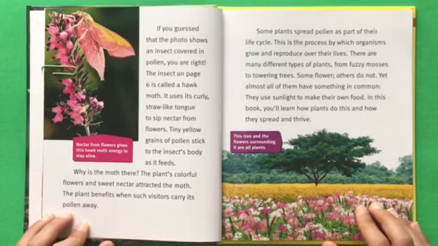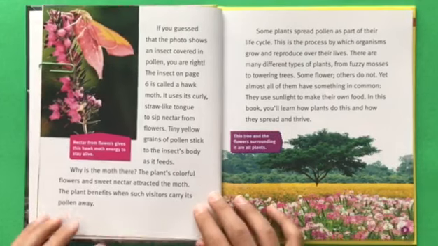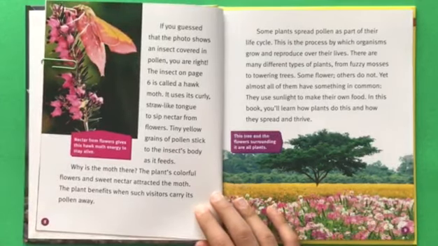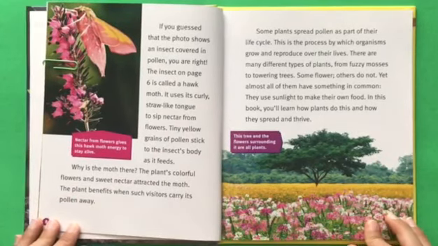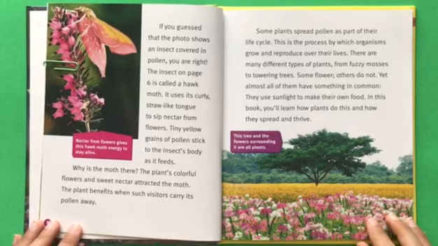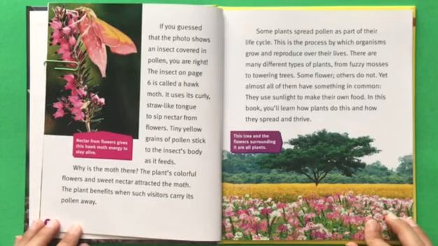Why is the moth there? The plant's colorful flowers and sweet nectar attract the moth. The plant benefits when such visitors carry its pollen away. Some plants spread pollen as part of their life cycles. This is the process by which organisms grow and reproduce over their lives.